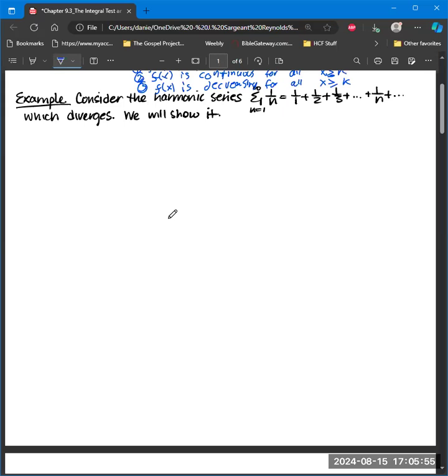So consider the harmonic series. The summation from 1 to infinity of 1 over n is 1 over 1 plus 1 over 2 plus 1 over 3 plus dot dot dot plus 1 over n, which diverges, and we'll show it using the integral test. Let's first try the nth term test. We're told to always try that first. The limit as n goes to infinity of 1 over n is equal to 0, so we have no info from this. Let's keep going. Let's try the integral test.